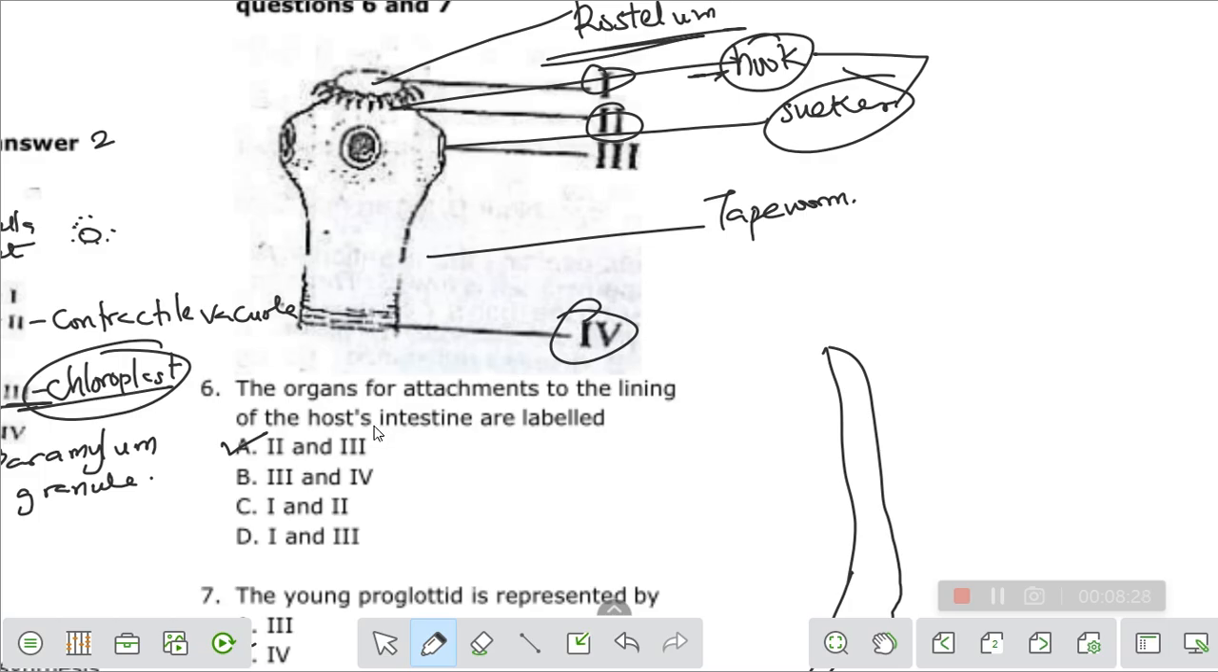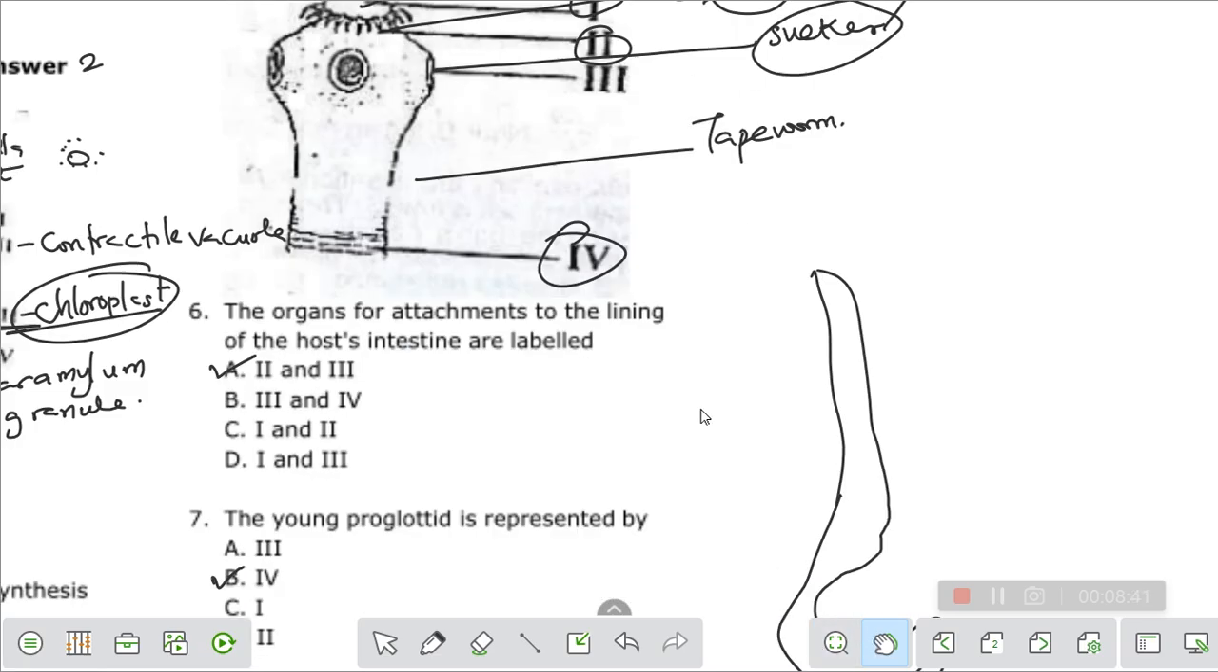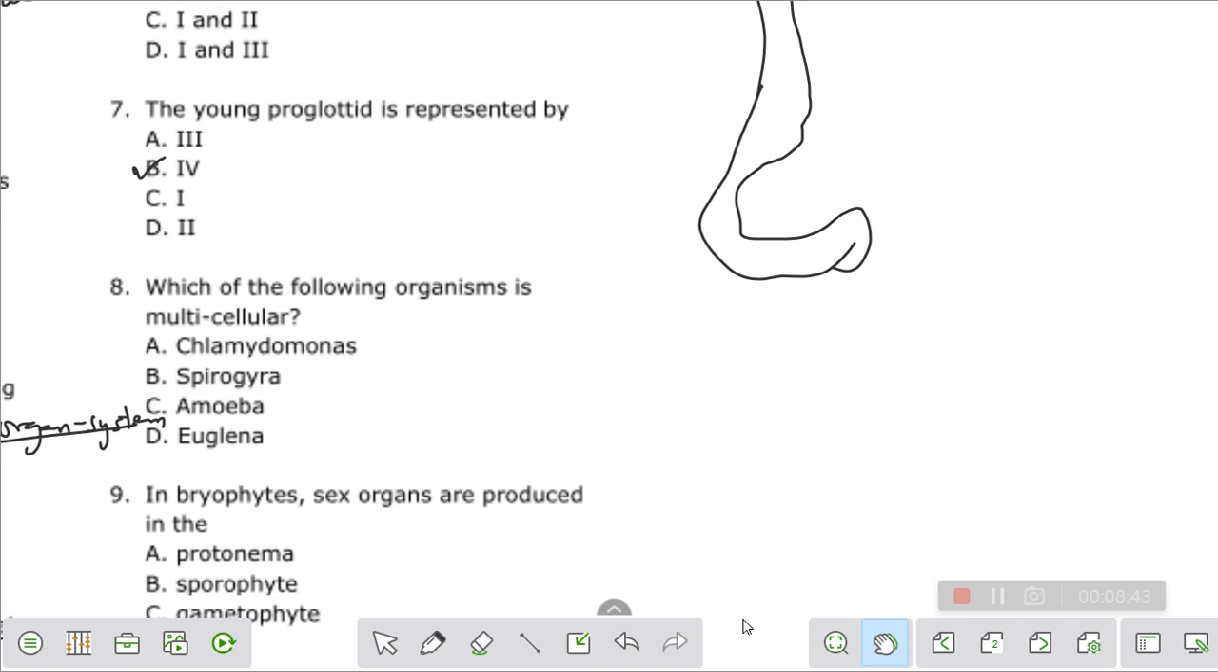So that's it. Now let's look at the next one. Which of the following is multicellular? Amoeba is unicellular. Chlamydomonas is unicellular. Euglena, although it can behave like an animal cell, is actually unicellular. But the only one that is multicellular is Spirogyra, because it actually forms filaments. The cells are joined end to end. So the answer is Spirogyra.